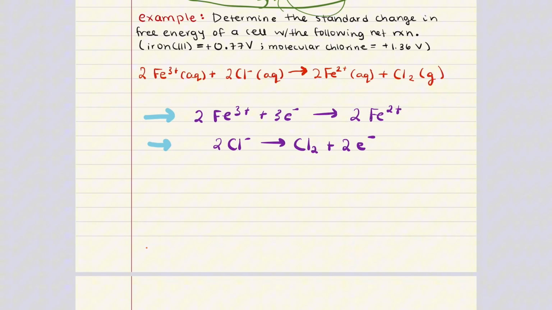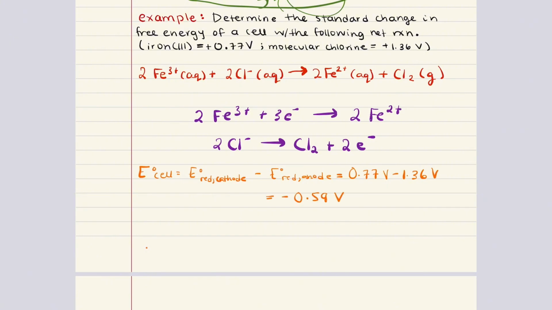Now, the reduction potential of chlorine is actually higher than that of iron 3. And so this means that the electrodes are serving the opposite role from their natural tendency, and this reaction is non-spontaneous. So if this is non-spontaneous, this is an electrolytic cell and it should have a negative EMF value. Now we can go ahead and calculate that EMF value. It's going to be equal to 0.77 volts minus 1.36 volts, and that gives us negative 0.59 volts.